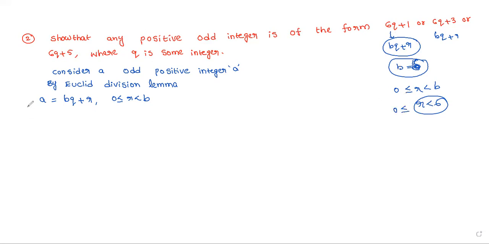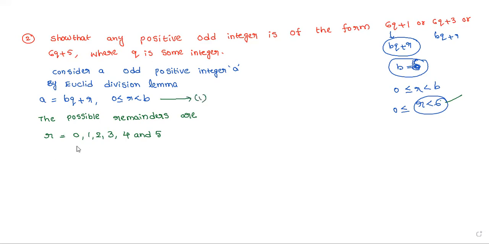So how should we take the remainders? The possible remainders are r is equal to 0, 1, 2, 3, 4 and 5. Not 6, because r is less than the b value 6. Okay, substitute each value in equation number 1.